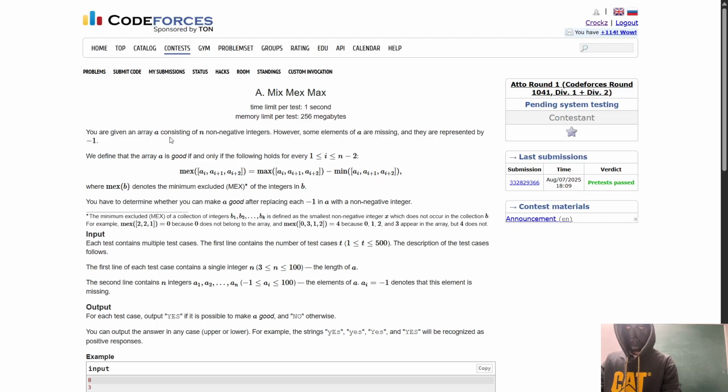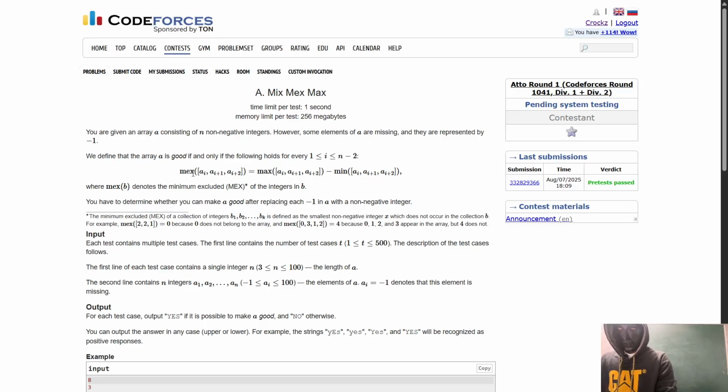You are given an array A consisting of n non-negative integers. However, some elements of A are missing. They are represented by -1. We define that the array is good if and only if the following holds for every i which is greater than or equal to 1 and less than or equal to n minus 2. Here they have considered one-based indexing, that's why.